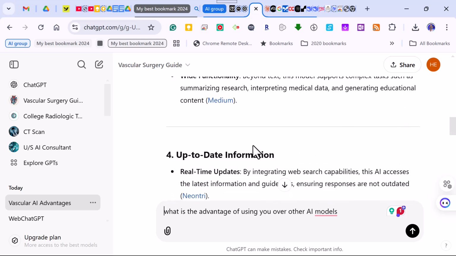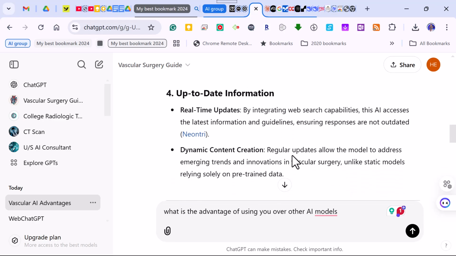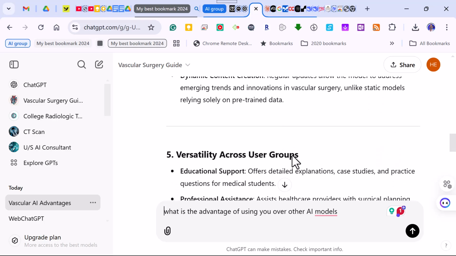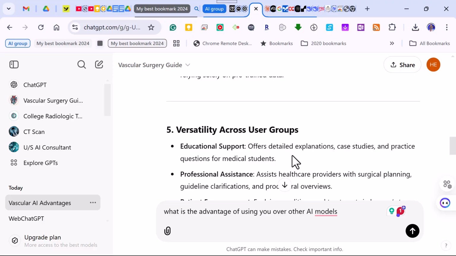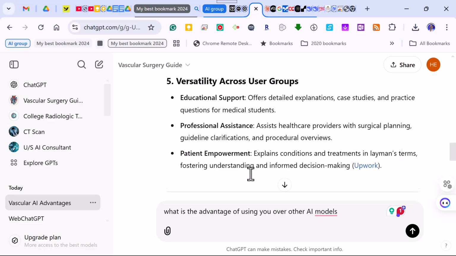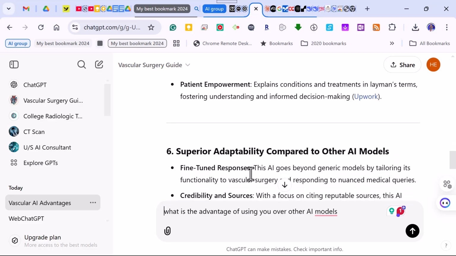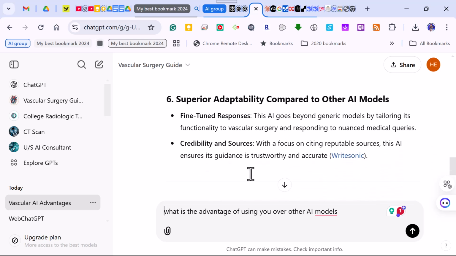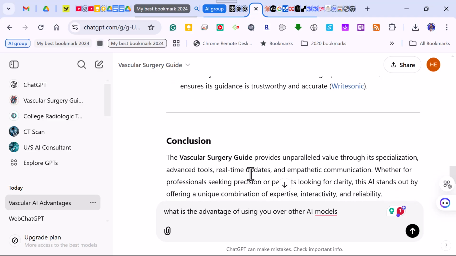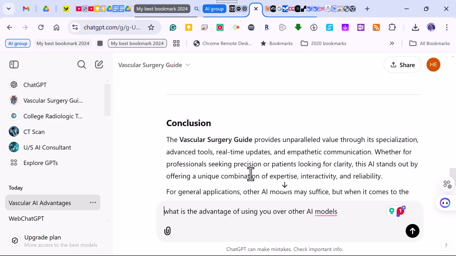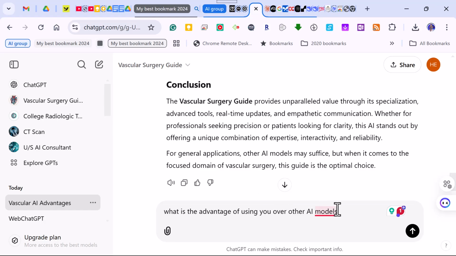Not only this, but in ChatGPT and others, they usually stop at year 2022 or 2023. But this one is real-time update. So it gives you information as recent as can be. It is versatile across groups, so you can use it for education. You can use it for your professional assistant. You can give a case presentation. It also has superior adaptability compared to other AI models. So this is, let us say, the first AI model that is specific for us as vascular surgeons.